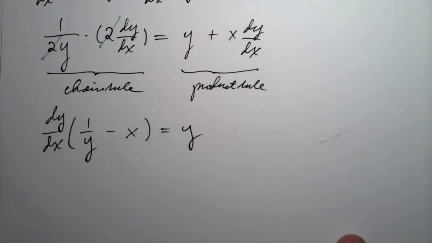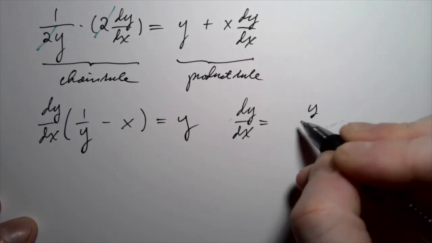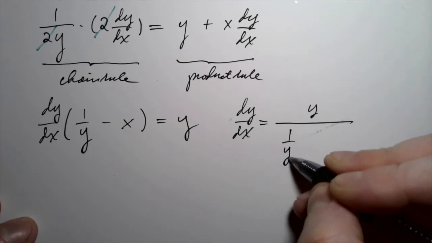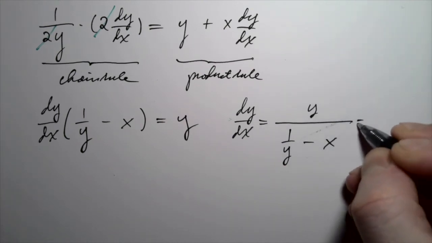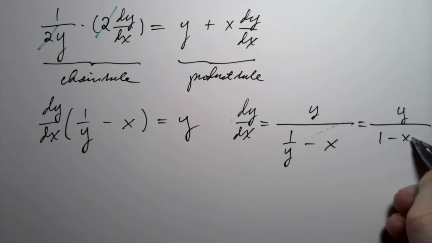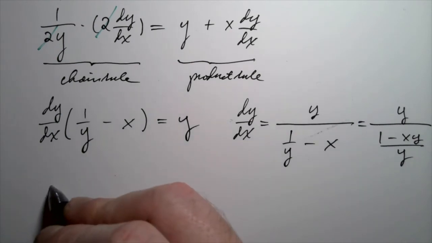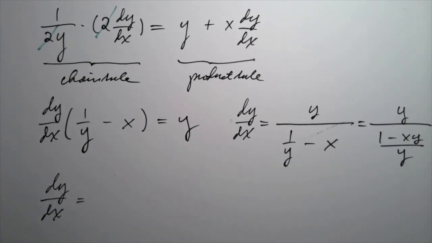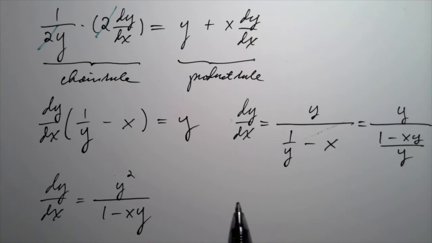So that means that the derivative of y with respect to x, we can solve for it by dividing both sides of this equation by 1 over y minus x, like so. And that's not the worst expression, but we can simplify it. Let's do so. I'm going to combine terms here so that everything is a fraction over y in the denominator, like that. So we get 1 minus xy divided by y in the denominator. And then simplifying further, we'll get that the derivative is y squared over 1 minus xy. That's a little more reasonable. Let's leave it that way.